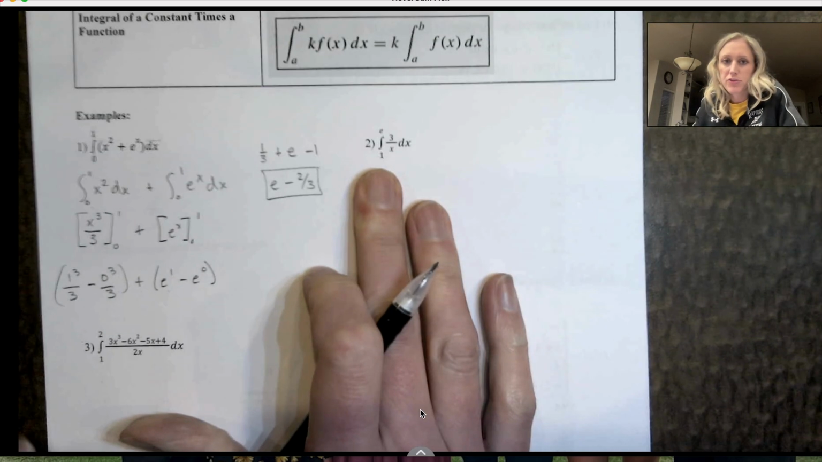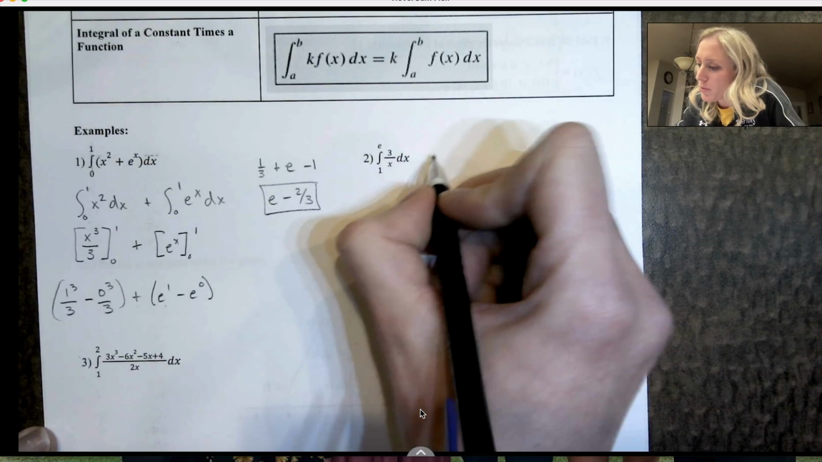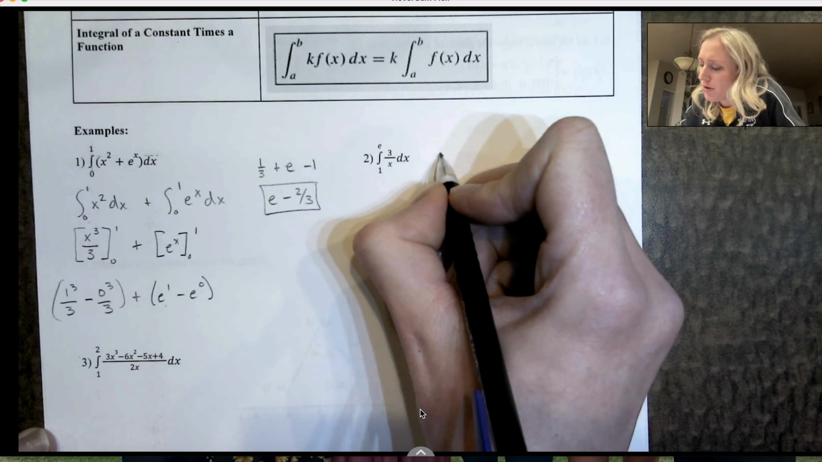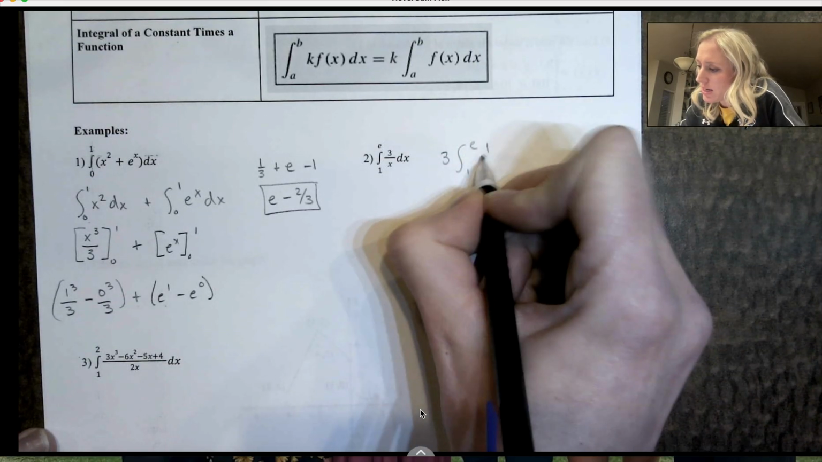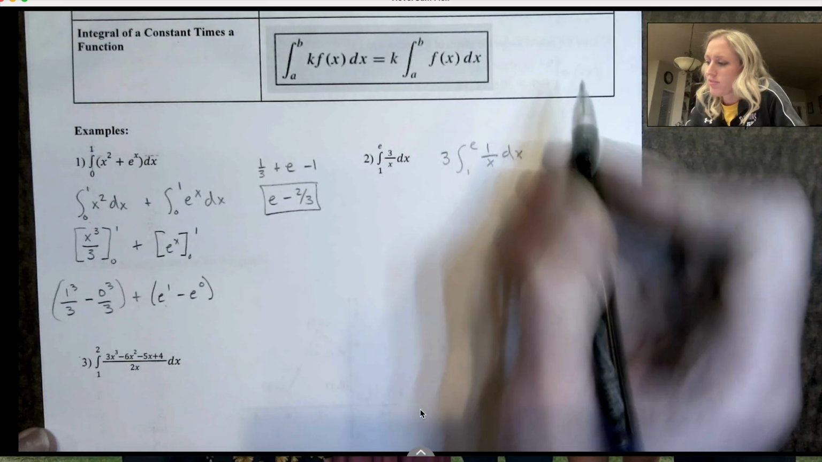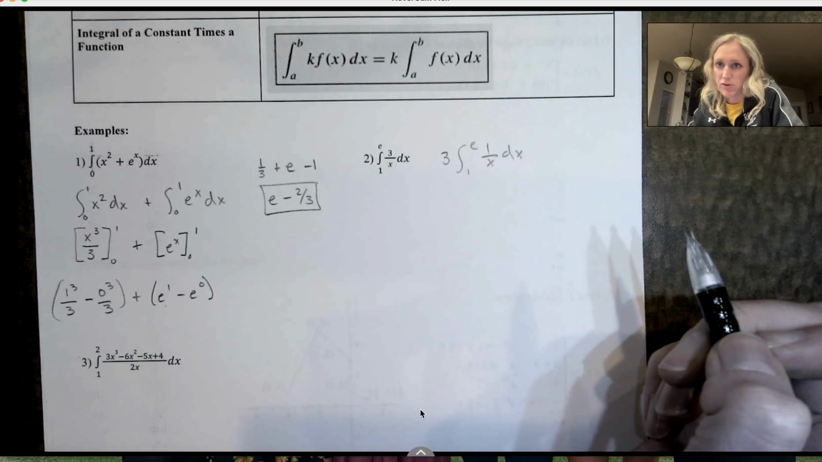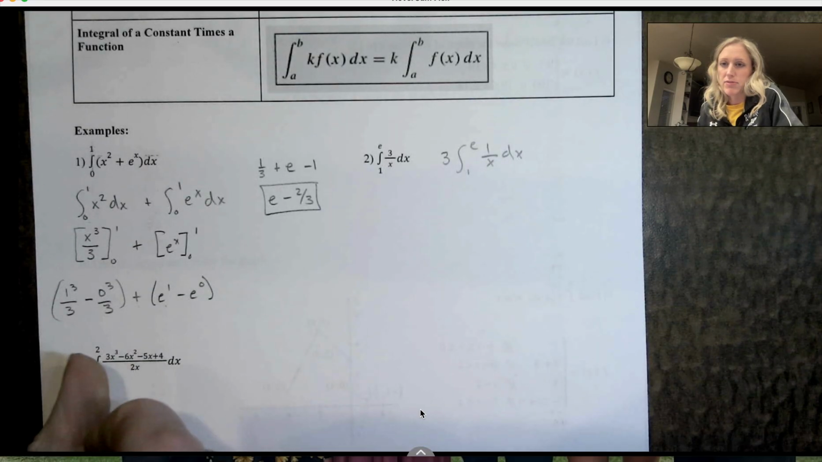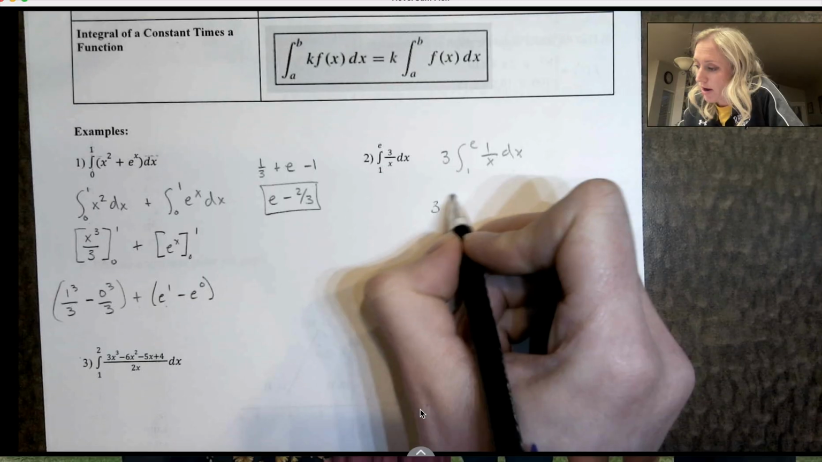Okay, this one we can apply that constant multiple property where I can pull this 3 out and rewrite it like this. And that maybe makes it easier to recognize because that's a very common antiderivative we use, right? The antiderivative of 1 over x is natural log of absolute value of x. So again, I keep that 3 out front.